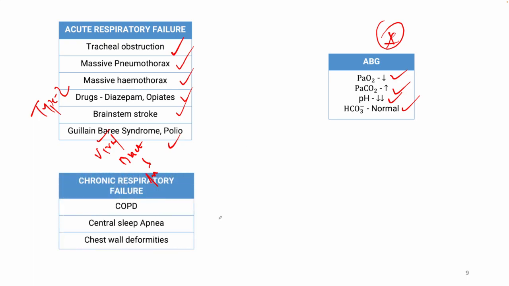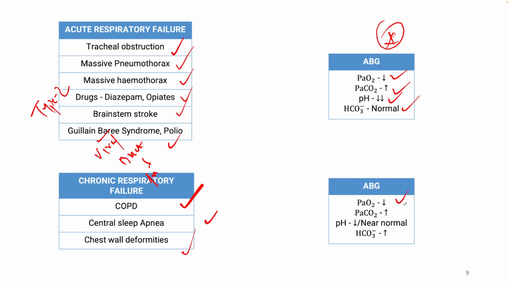Now if we talk about chronic respiratory failure, one cause is chronic obstructive pulmonary disease, COPD, central sleep apnea, where the person has abrupt awakening, shortness of breath, insomnia, and chest wall deformities. Now what is the ABG picture? PO2 will be decreased, and PaCO2 will be increased. pH here can decrease or it can be near normal, but bicarbonate level will increase. So this is the main difference between acute and chronic, because in acute it was normal while in chronic it will increase.